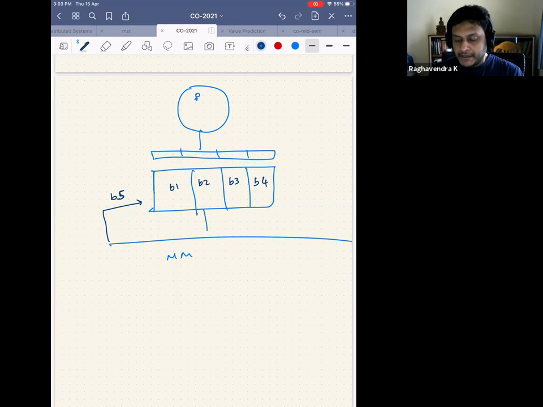the block B5. Now the question is, where do I keep it? Do I keep it here, here, here, or here? Right. So that's the question. And we saw that there are replacement policies available for it. So we said that either we will kick out a block which is least recently used, or maybe a random policy, or not recently used, or something like that. Right? So we saw different replacement policies.